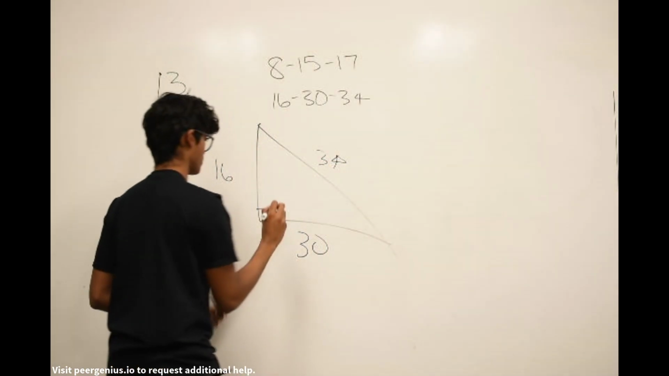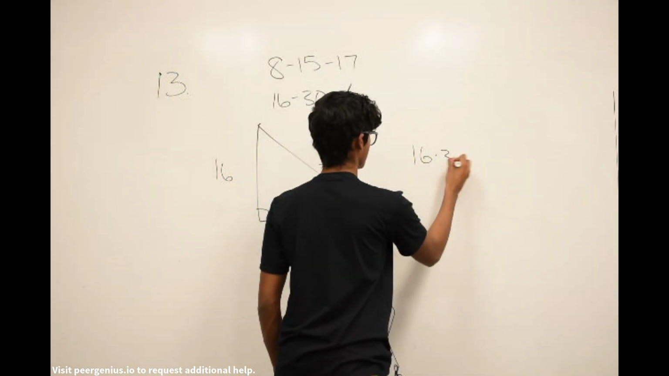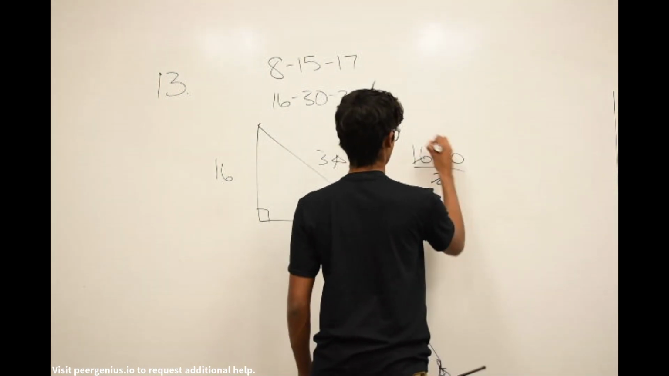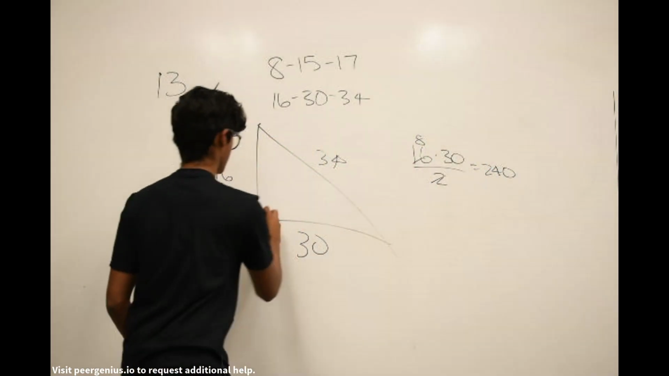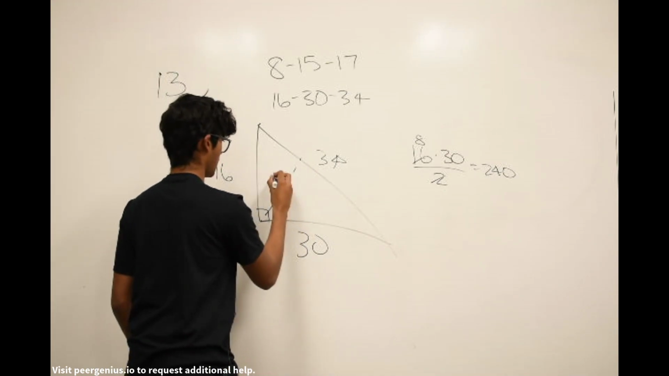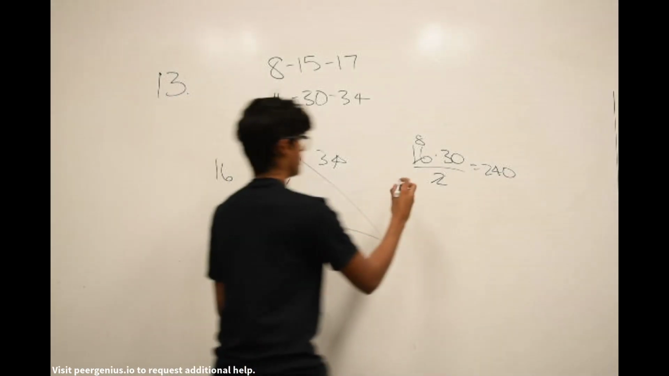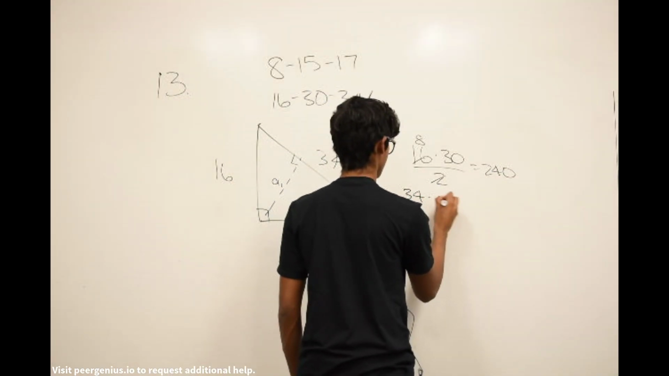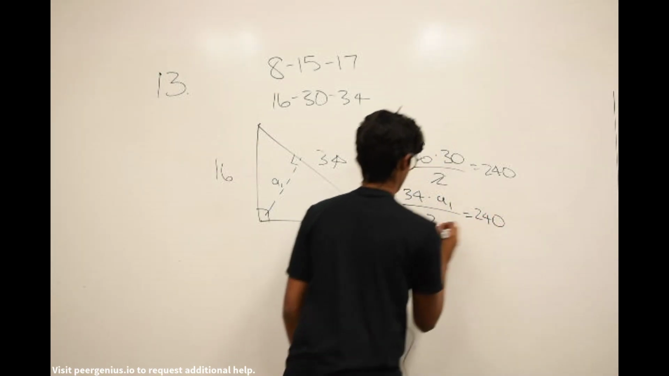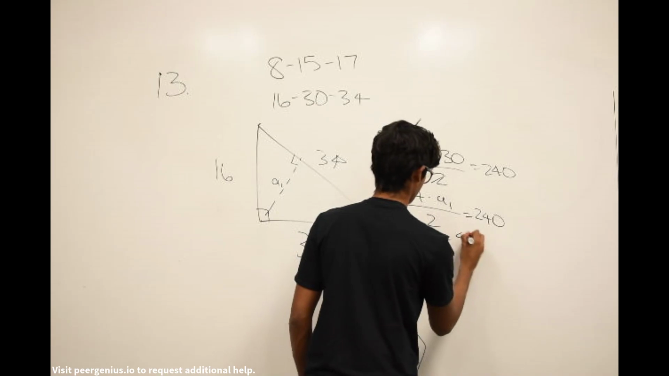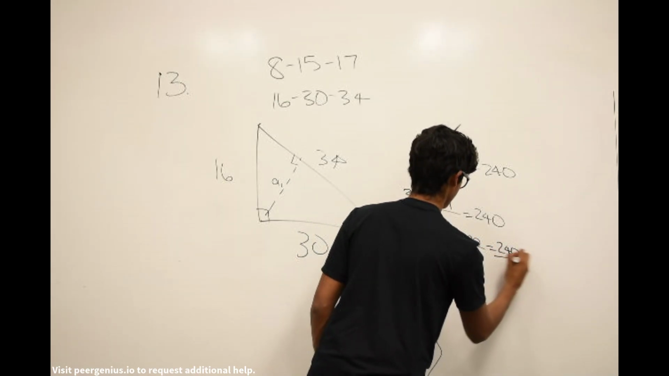That means this is a right angle, so it's a lot easier to find the area. 16 times 30 over 2 is the area, which is 8 times 30, which is 240. The 34 side is going to be the shortest altitude, so 34 times A1 over 2 equals 240, and then A1 is 480 over 34, which is 240 over 17.